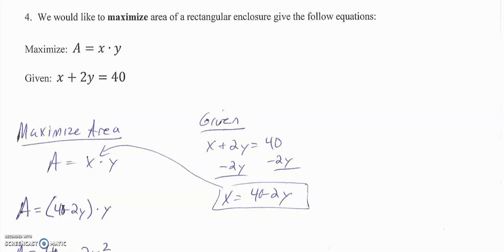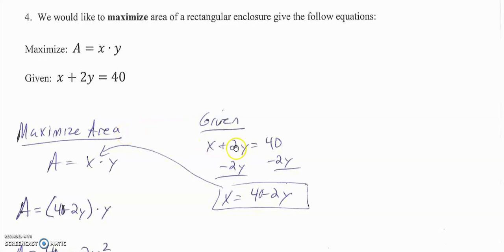Question 4. We would like to maximize the area of a rectangular enclosure given the following equations. So area is x times y. We're trying to maximize area, but we have x times y, two variables, so we have to have a given. The given is x plus 2y equals 40. So again, the problem is we can't maximize x times y because we have two variables. So we use the given, x plus 2y equals 40, to substitute into what we're trying to maximize.